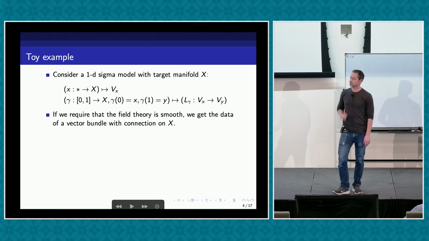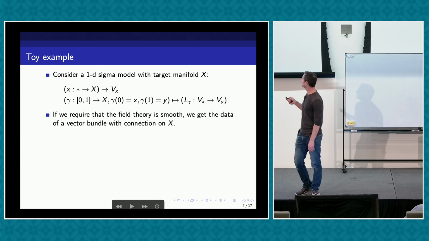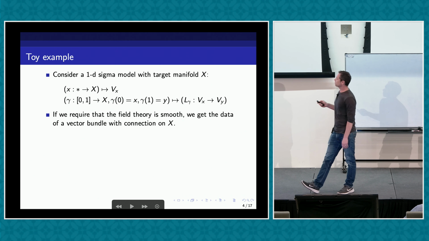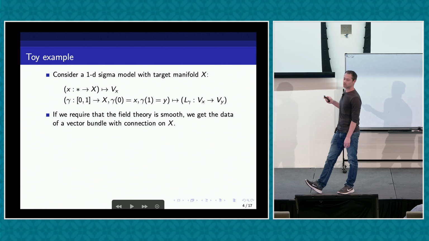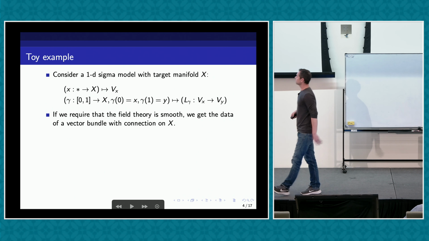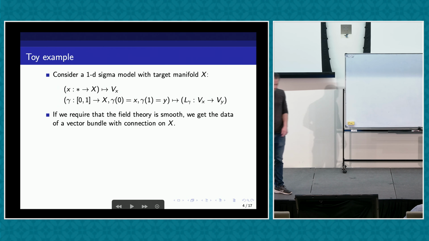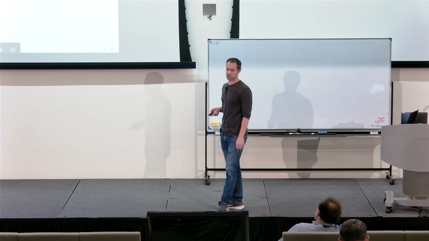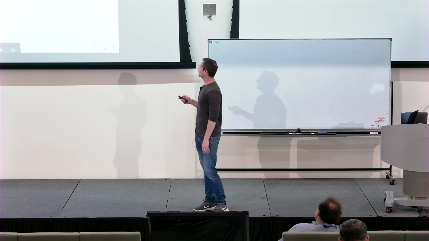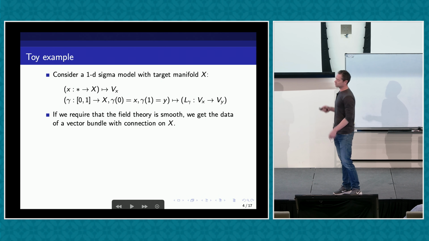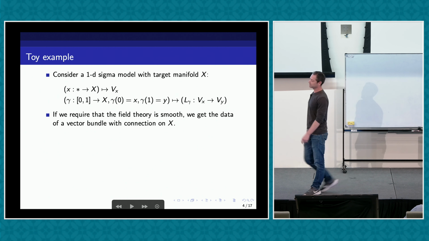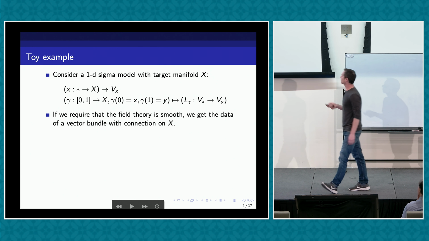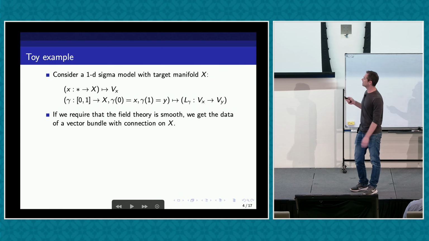So in particular, you assign to a point a vector space, right? And then to every path in X, you have to assign a corresponding linear map between those vector spaces, right? That's what a functorial field theory does. So if you require that this data vary smoothly, then you have a smooth family of vector spaces parameterized by the points in X. And then also you have these linear maps, which show you how to connect the fibers. And that's exactly transport data for a connection on a vector bundle. Okay, so in particular, a one-dimensional field theory like this gives you a vector bundle with connection.